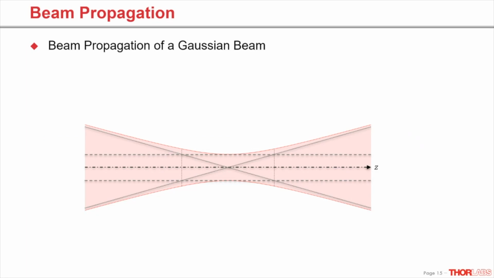When we look now at the beam propagation of a Gaussian beam, there are the following important parameters. The beam waist is the radius at the position with the smallest cross section. Further, the Rayleigh length is the position where the waist has increased by the factor of 1.41, or exactly by the square root of 2.